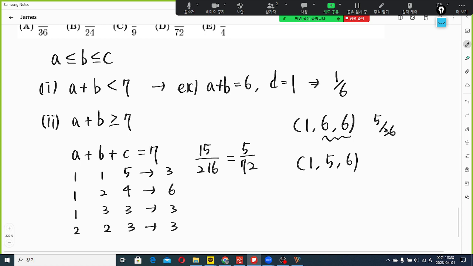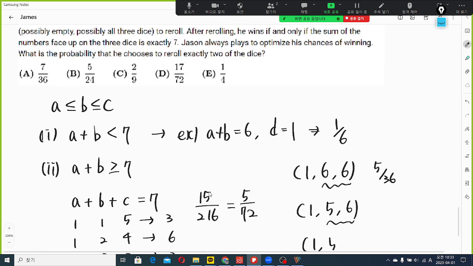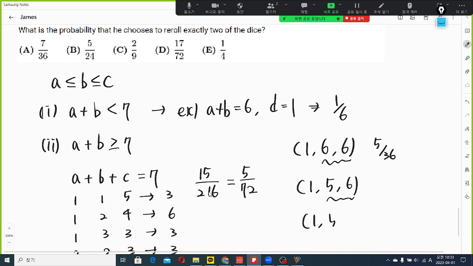This one too, he will redraw these 2 dice to make the sum of 6. Sorry, something is not right. Am I right? Yep. I think it takes some time, so let me think it again and let me explain this later.